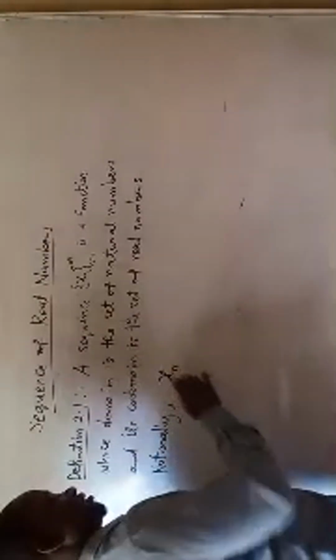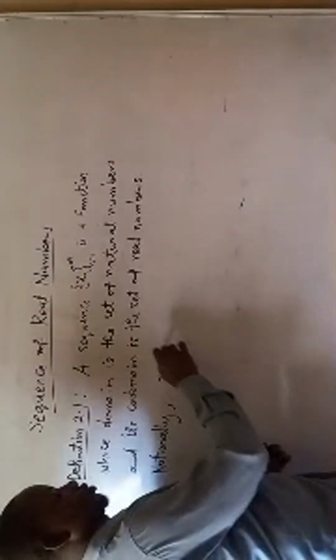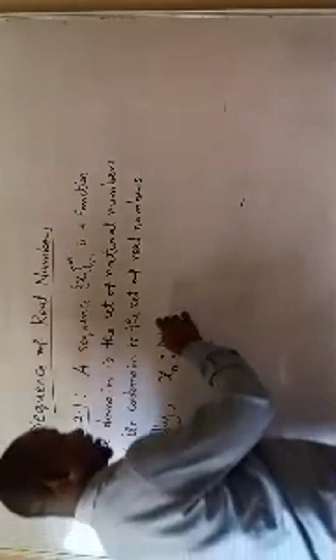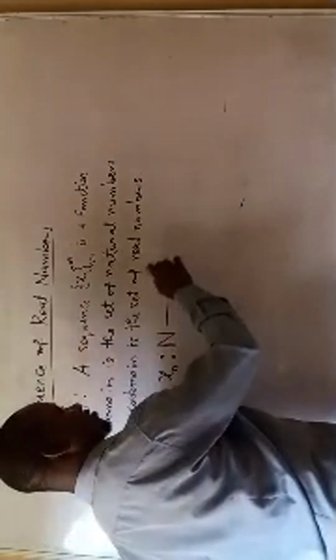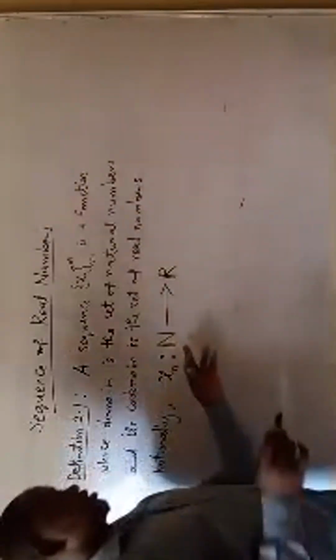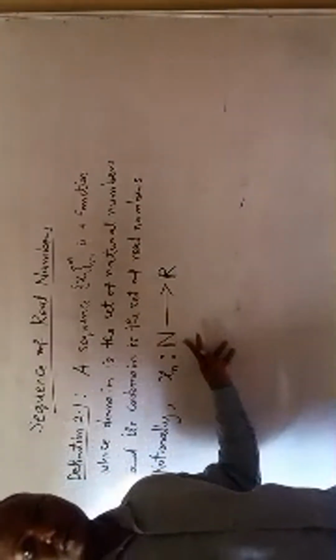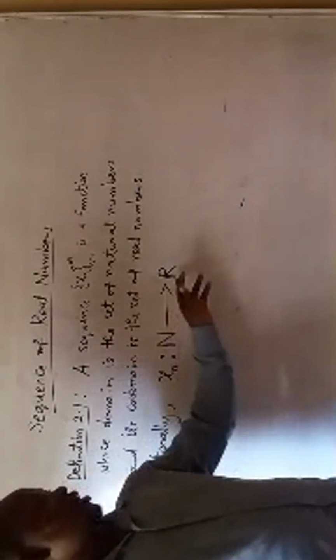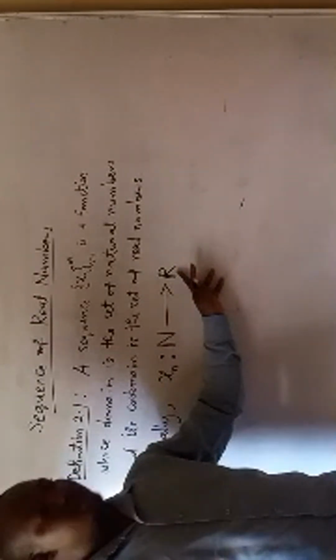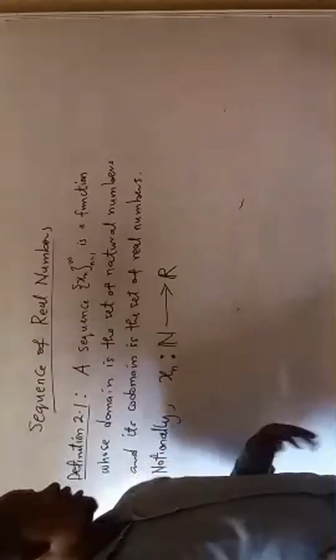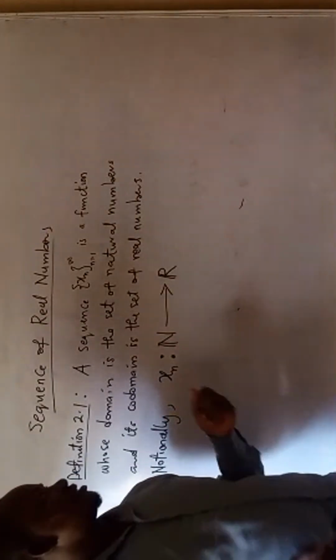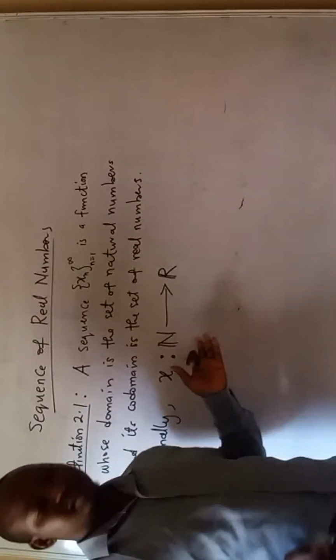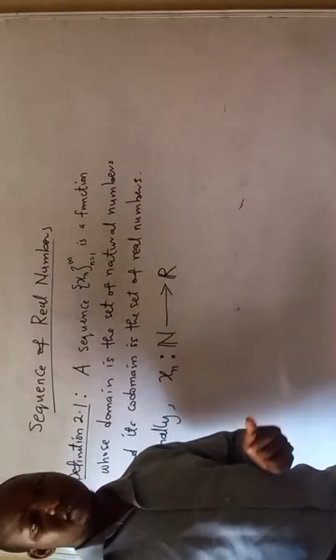A sequence that we refer to here is a function whose domain is the natural numbers. This n here, the set of natural numbers, is what we refer to as the domain of this function xn, and the codomain is R. Now let us see some examples of sequences.